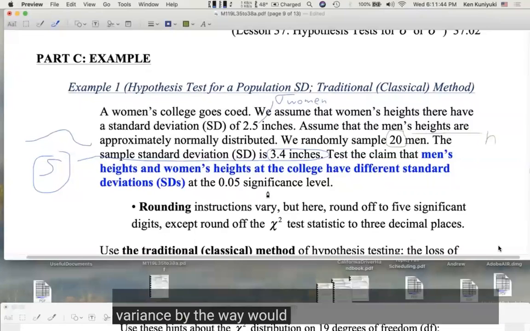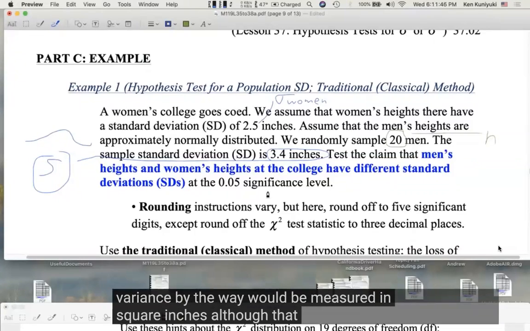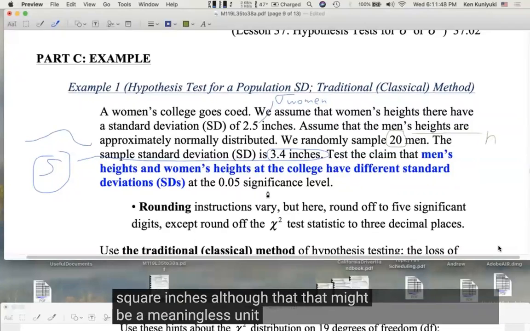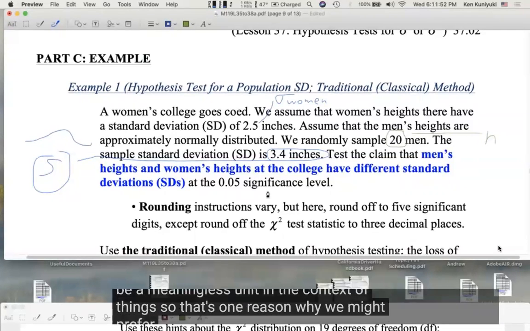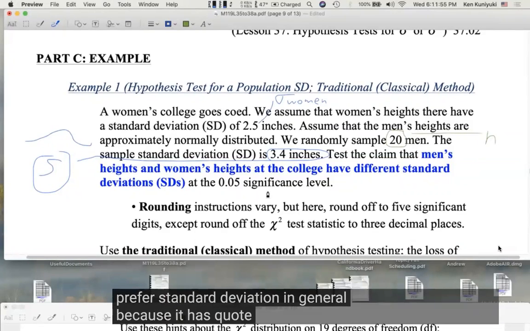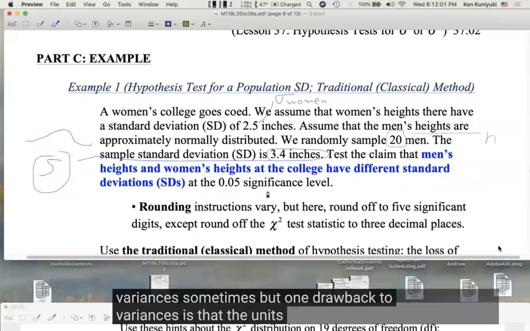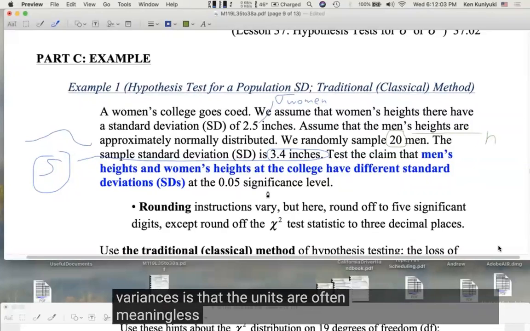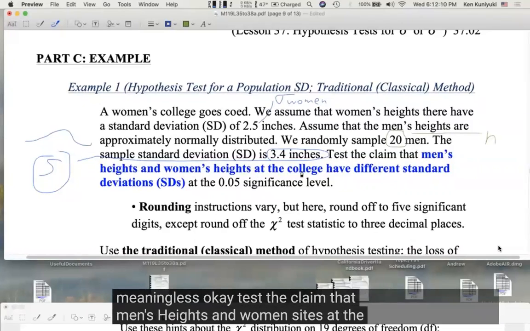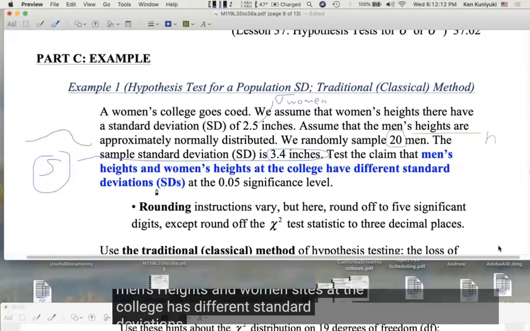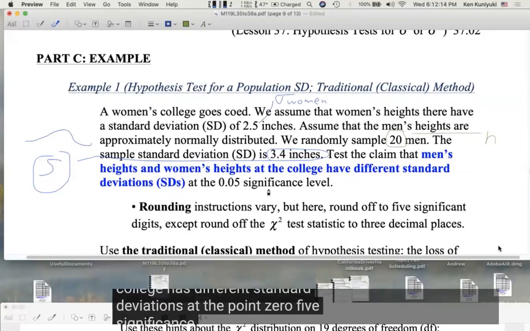A variance, by the way, would be measured in square inches, although that might be a meaningless unit in the context of things. So that's one reason why we might prefer standard deviation in general, because it has quote unquote normal units. It is true we might deal with variances sometimes, but one drawback to variances is that the units are often meaningless. Okay, test the claim that men's heights and women's heights at the college have different standard deviations at the 0.05 significance level.